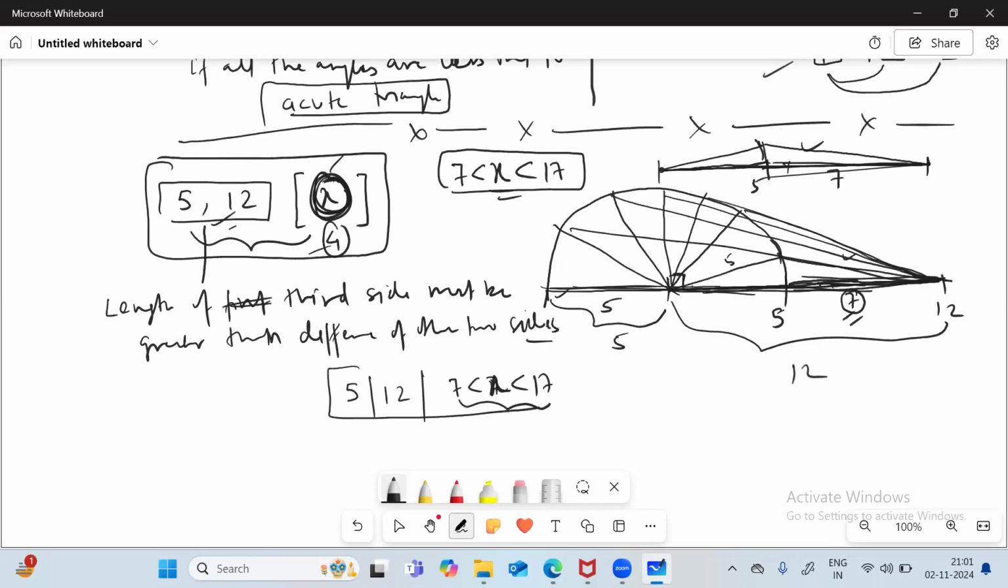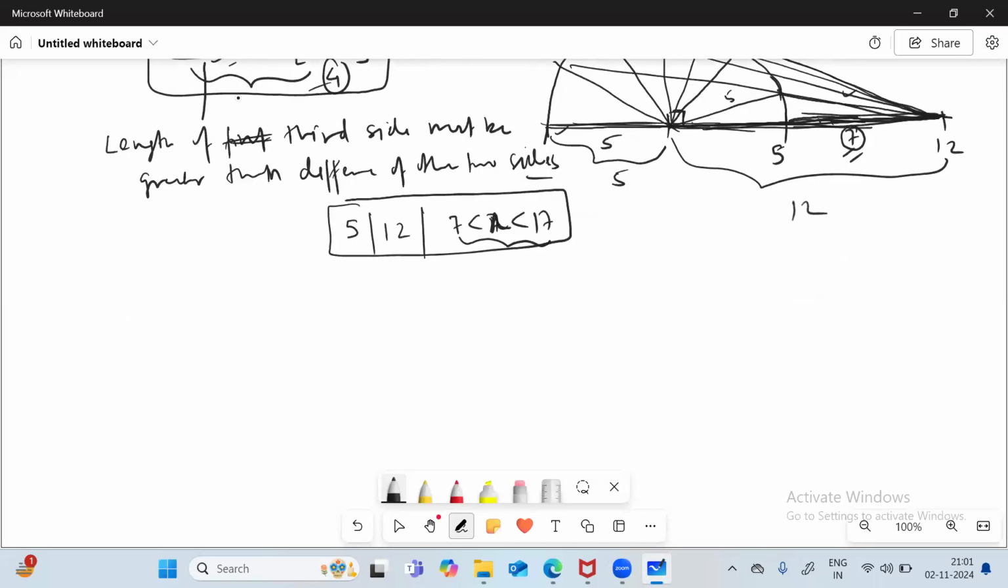Did everyone get the result? Yes, sir. So if I ask you, do these three sides 2, 3, and 6 make a triangle? No, of course not. Because the difference of 6 and 3 is 3 and the third side is not greater than 3. Okay. So will 3, 3, 6 make a triangle?